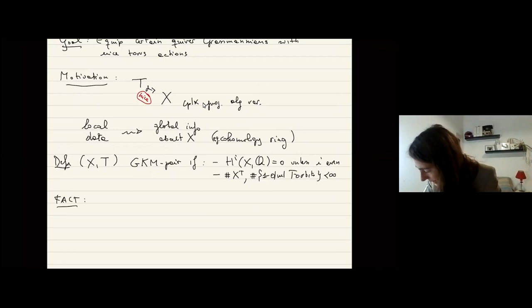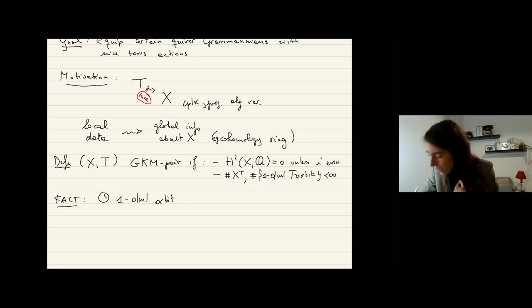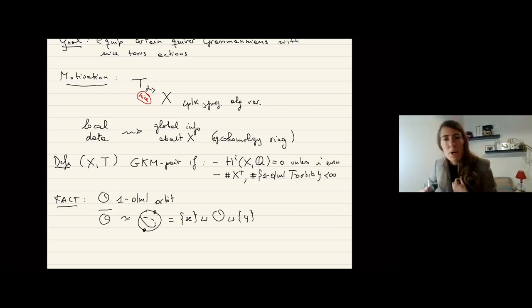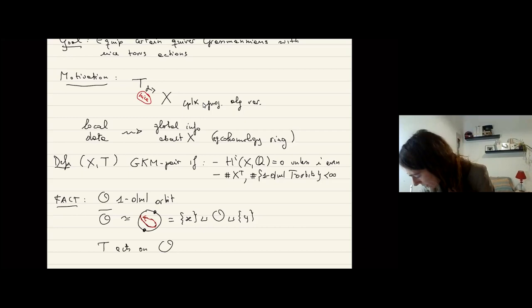If (X, T) is a GKM pair, and I pick whatever one-dimensional orbit, I recall that for me, X is a complex projective algebraic variety. So if I close it up, this is just isomorphic to a P1, because it's a sphere, which consists hence of two fixed points, which I've added to my one-dimensional orbit. Well, so of course, now O is nothing but a one-dimensional representation of T, on my torus. Meaning that the torus is rotating this sphere, and the way it acts is a torus character. Okay, so T acts on my orbit via some torus character alpha.